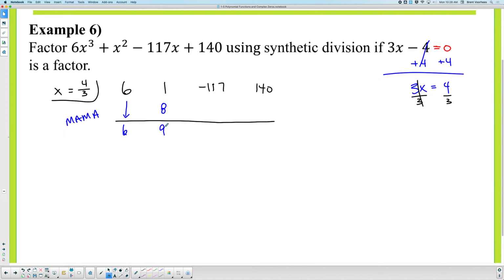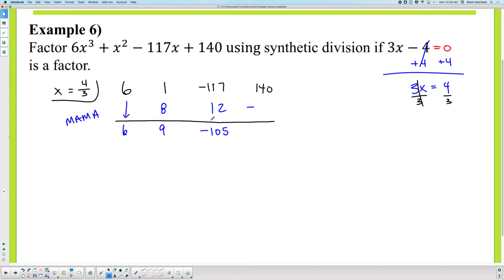So what is 9 divided by 3? 3 times that by 4? 12. That goes there. Negative 117 plus 12. Negative 105. Good. Okay, you divide that by 3. 35. We know it's a negative number. Oh, very good. It is 35.